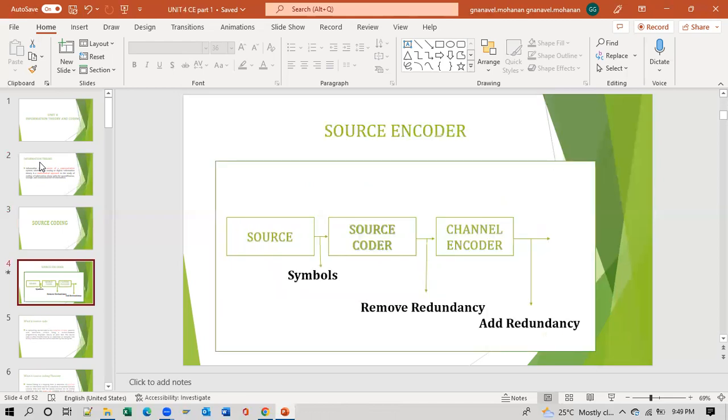Next we'll see about the source coder. This is the block diagram for the source encoder. Sources are generated as symbols, and there is a source coder. The source coder removes the redundancy from the source, and we also have a channel encoder. The channel encoder adds redundancy to recover the original symbols, because the source symbols contain redundancy. With the help of the source coder, we remove the redundancy, and at last we add redundancy to get the original symbols.